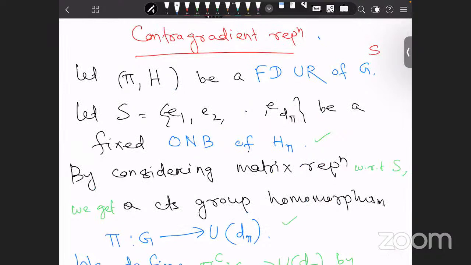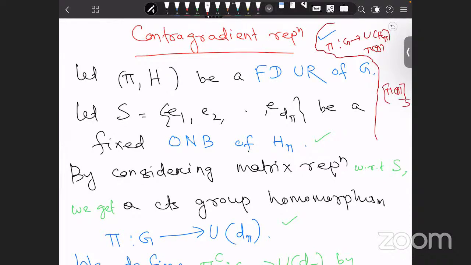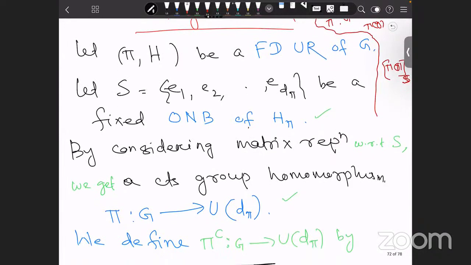For that, we have to define something called the contragradient representation. So let (π, H) be a finite dimensional unitary representation of G. Now let S = {e_1, e_2, ..., e_{d_π}} be a fixed orthonormal basis of H. Now as π is a representation, π is a map from G to the unitary operators on H. In particular, each π(g) is a linear operator on H. So I will look at the matrix representation of π(g). If I do that, I will get a continuous homomorphism from G to U(d_π), just by fixing the basis and looking at the matrix representation. By considering a matrix representation with respect to the basis S, we get a continuous group homomorphism π from G to U(d_π). So I am denoting that by π also.